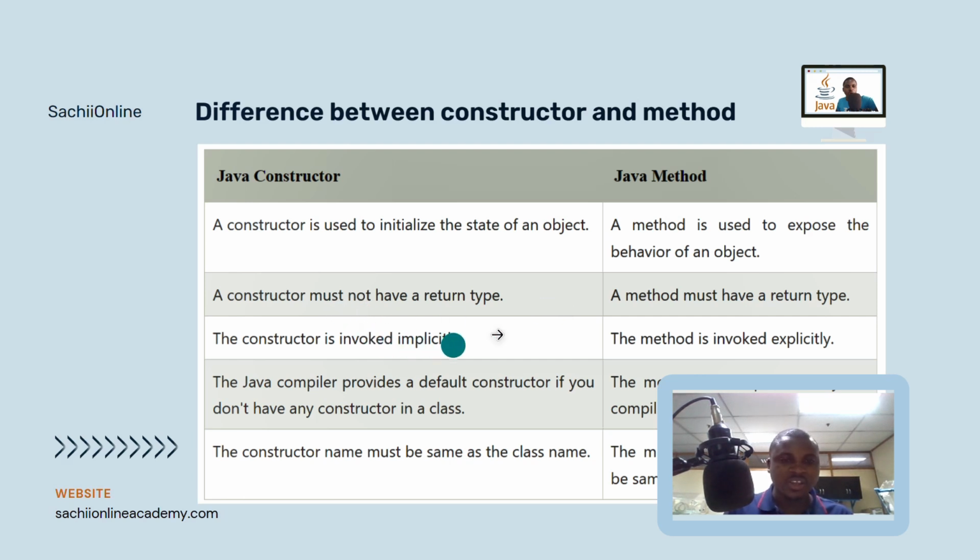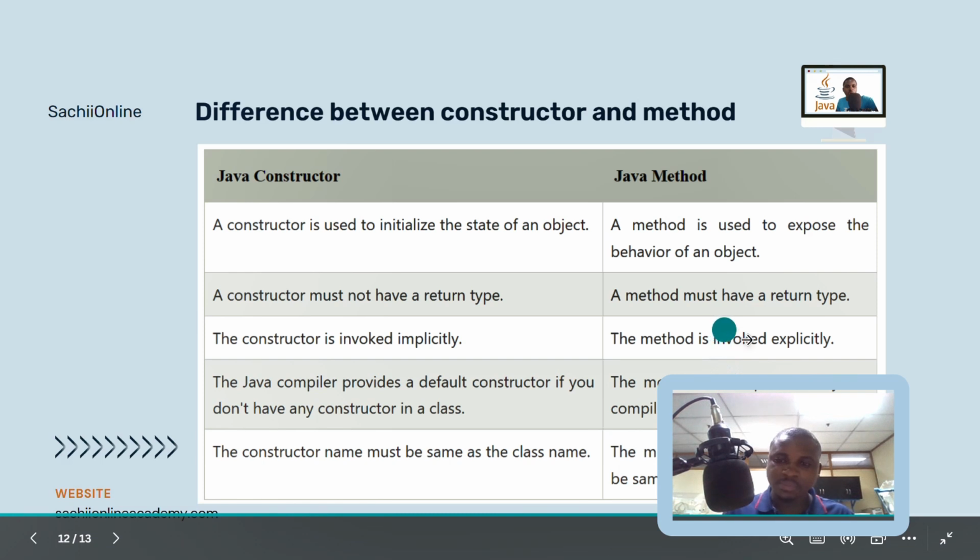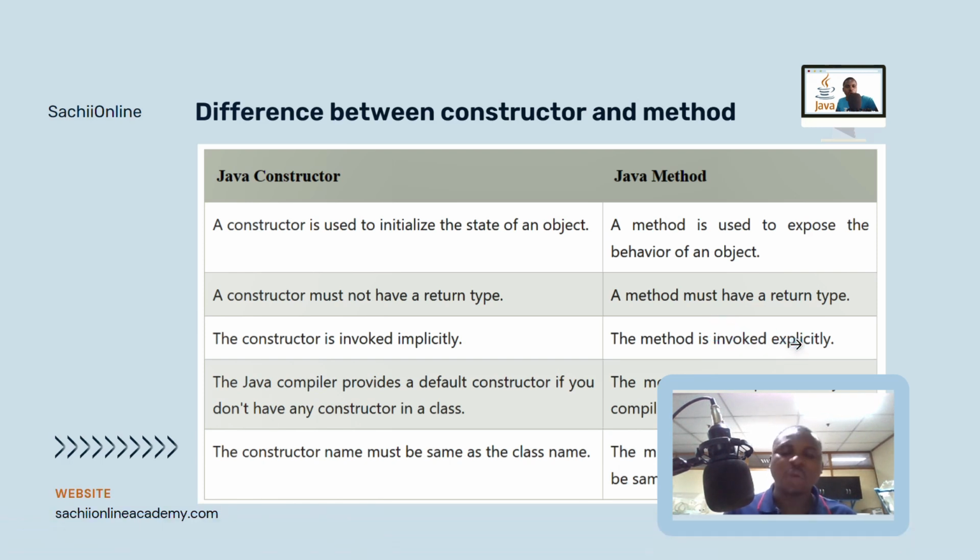Also, the constructor is invoked implicitly, which means you don't need to invoke the constructor. You just need to create the new object, then the constructor will be called by Java. You don't need to explicitly invoke that. But if it is a method, you need to invoke it, like what I did when I wanted to call the bark method. The Java compiler provides a default constructor if you don't have any constructor in a class, but a method is not provided by the compiler in any case. It's you who creates the method.